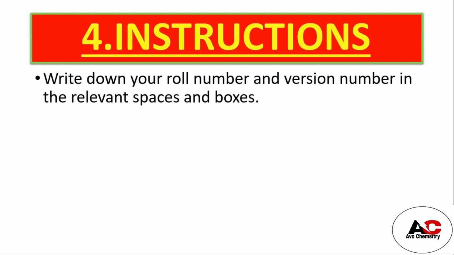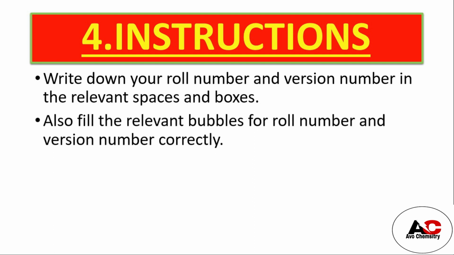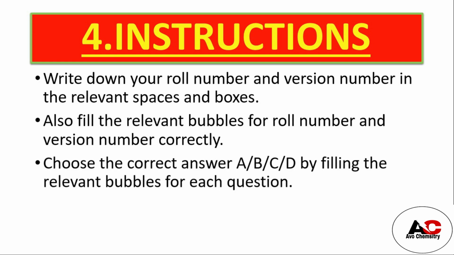First instruction to attempt the OMR answer sheet is that write your roll number and version number in the relevant spaces and boxes, and then also fill the relevant bubbles for roll number and version number correctly. Now choose the correct answer A, B, C, D by filling the relevant bubbles for each question. इसके बाद स्टूडेंट्स आप अपने ऑब्जेक्टिव पेपर को अच्छी तरह से रीड करेंगे और हर ऑब्जेक्टिव का जो भी करेक्ट ऑप्शन होगा A, B, C, D, राइट, उनमें से जो भी करेक्ट ऑप्शन होगा उसको आप OMR शीट पर बबल को मार्क करके शो करेंगे.